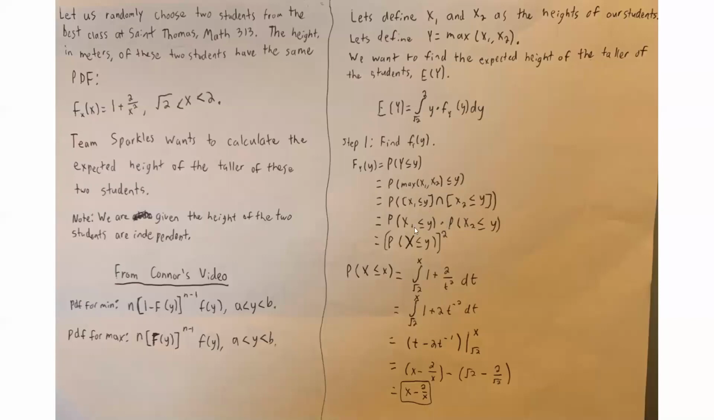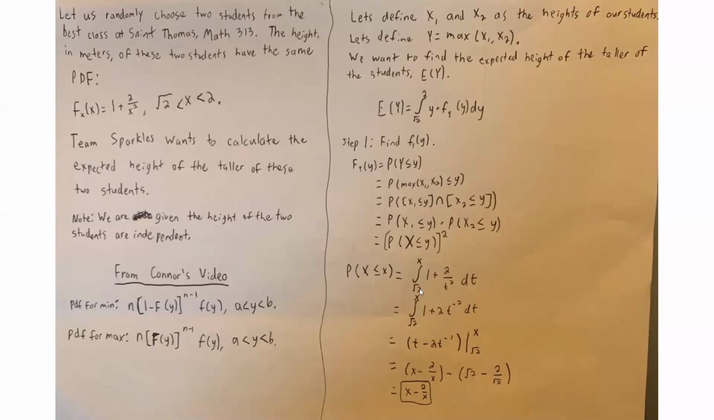Due to the rules of independence, this is the probability of X1 less than or equal to y times the probability of X2 less than or equal to y. And these two X variables are independent and have the same PDF; they're identically distributed. So this is the probability of X being less than or equal to y, squared. Now we have to find the probability of big X being less than or equal to little x, which is the CDF of x.